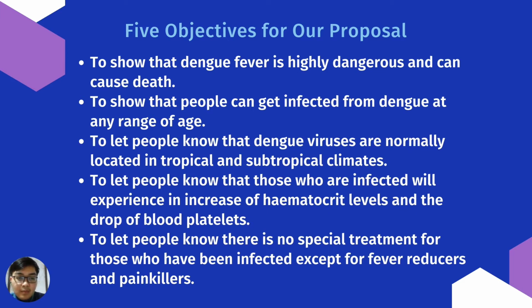The third one is to let people know that dengue viruses are normally located in tropical and subtropical climates. The fourth one is to let people know that those who are infected will experience an increase of hematocrit levels and a drop of platelets. And the fifth one is to let people know there is no special treatment for those who have been infected, except for fever reducers and painkillers. That is all for our proposal objectives.